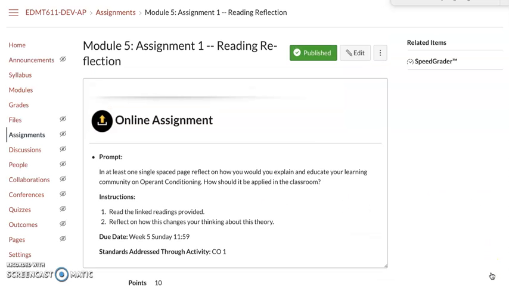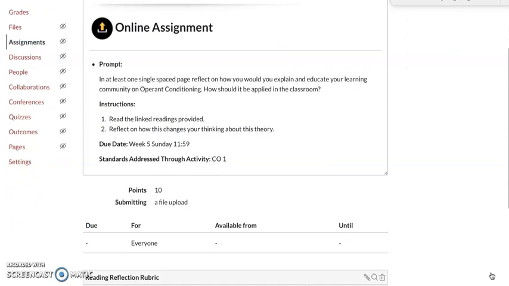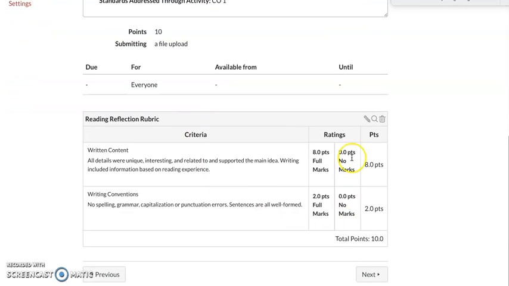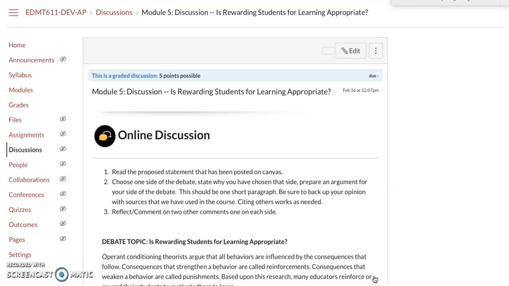After we have read and watched some of our lecture videos, we are going to reflect, one page, single spaced, on how you would explain and educate your learning community on operant conditioning and how it should be applied to the classroom. Because honestly, some educators think that it is very taboo and that it takes some of the heart out of teaching. So how would you educate your learning community peers on operant conditioning, from the things that you have learned so far in this module? It's 10 points, due by Sunday at midnight. Here is a rubric for you to look over before you submit.